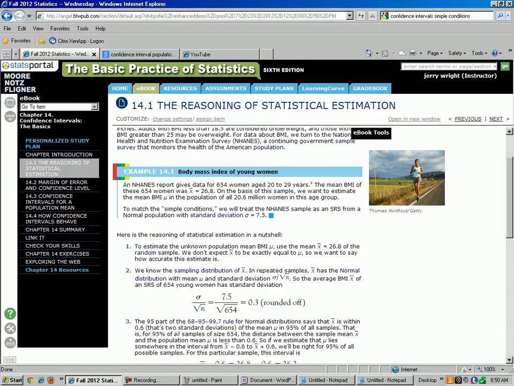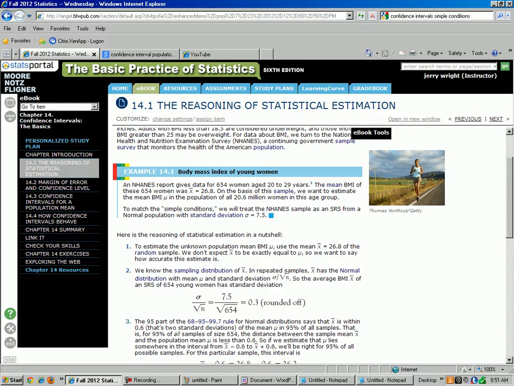It says an NHANES report, whatever kind of report that is, gives data for 654 women. So that's our sample size right there, 654 women, aged 20 to 29 years. The mean body mass index of these 654 women was x bar equals 26.8. So there's our sample mean. On the basis of this sample, we want to estimate the mean body mass index mu in the population of all 20.6 million women in this age group.